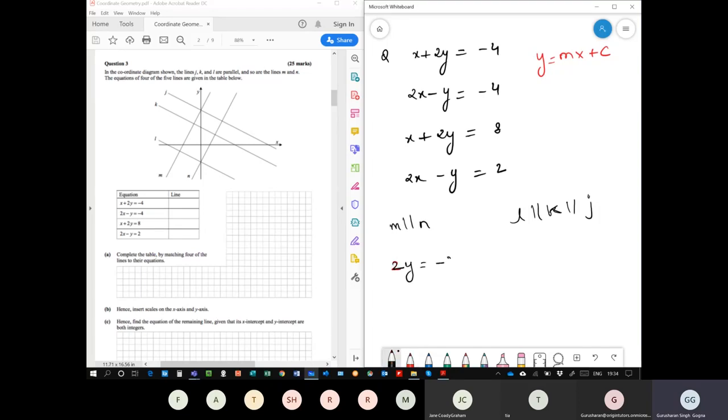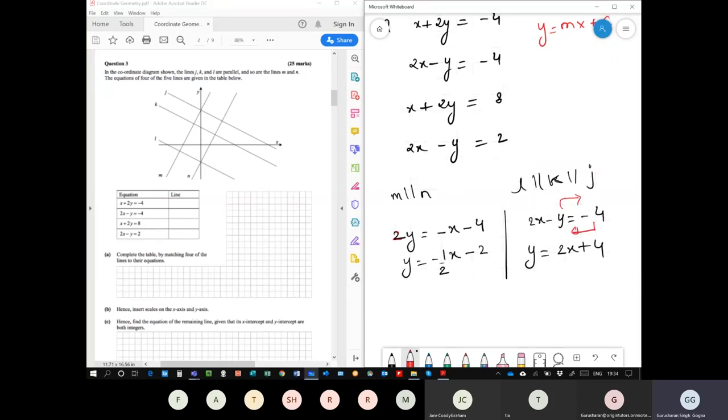So 2y equals to minus x minus 4, and y is equal to minus 1 over 2x, and then minus 2. Okay, so I'm dividing everything by 2. So this is one line. Second is 2x minus y equals to minus 4. So I can write down this as y equal to 2x plus 4. So I'm moving this to this side and this to this side. Okay. That's second line.